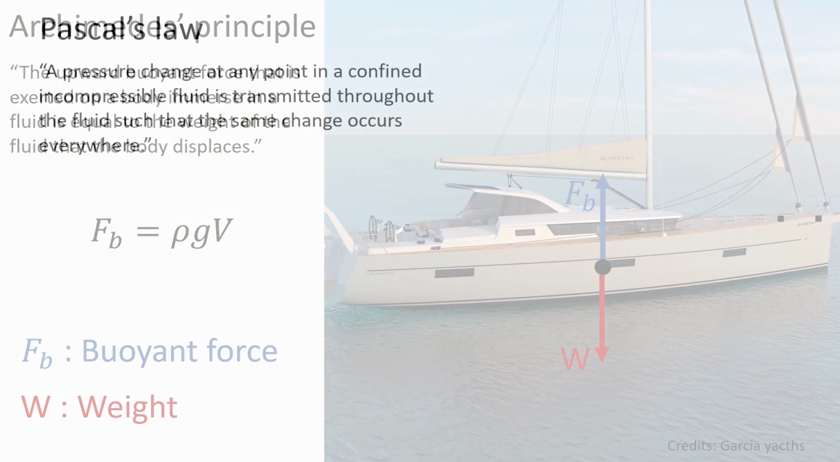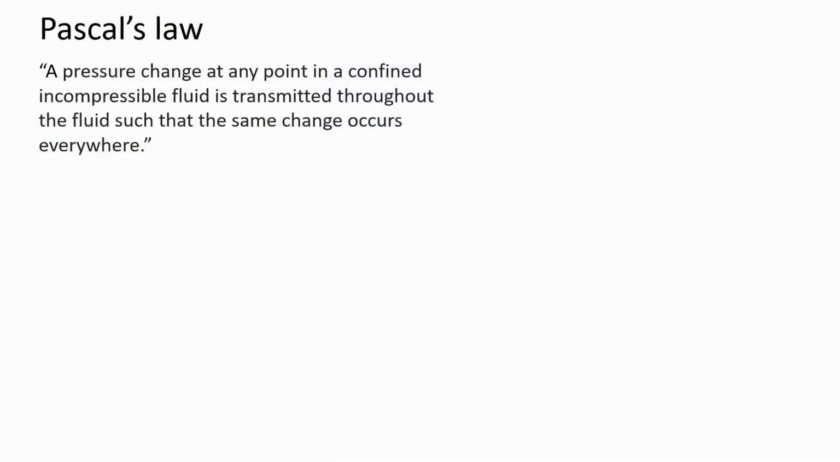Now let's analyze Pascal's law. It's a principle useful in fluid mechanics dealing with transmission of fluid pressure. It states that the pressure change at any point in a confined incompressible fluid is transmitted throughout the fluid such that the same change occurs everywhere. So, considering the fact that the pressure change is transmitted everywhere, lowering the area of a piston gives us lower forces. Meanwhile, increasing the surface of the piston increases the force developed.